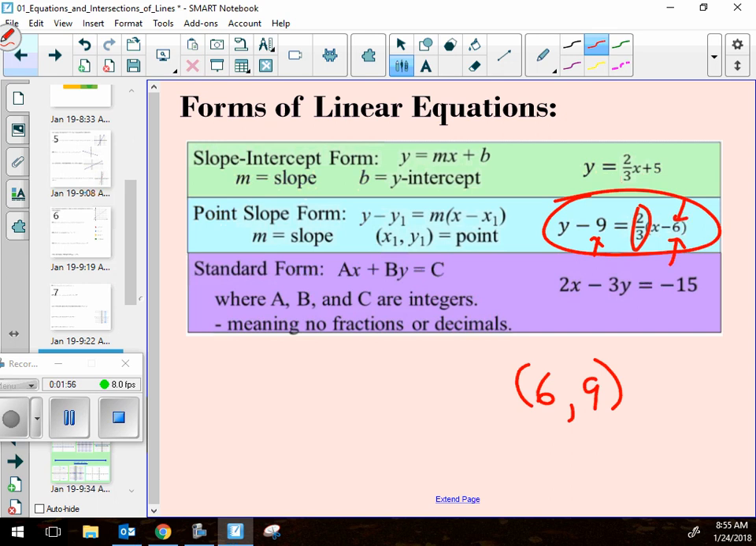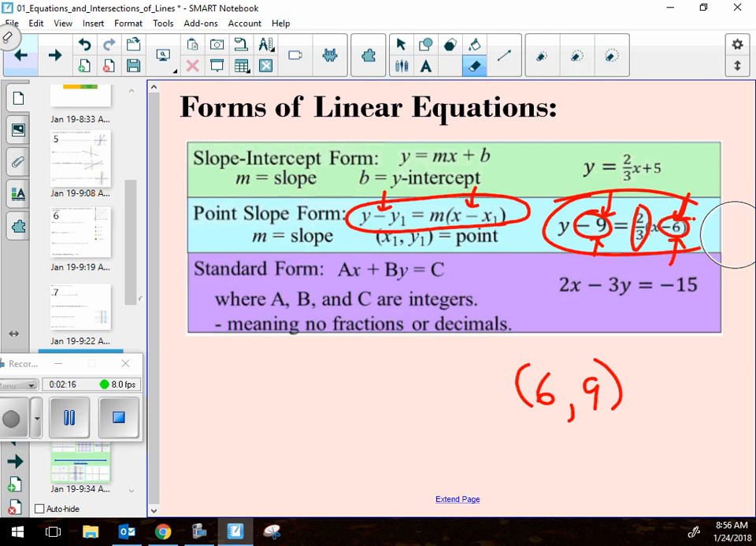And if you know the form of this thing, y minus y sub 1 equals m times x minus x sub 1, then you know that this is an x and this is a y, and then there's minuses in the formula, so that means you just take the opposite of both of these numbers. It's not -6 and -9, it's +6 and +9.